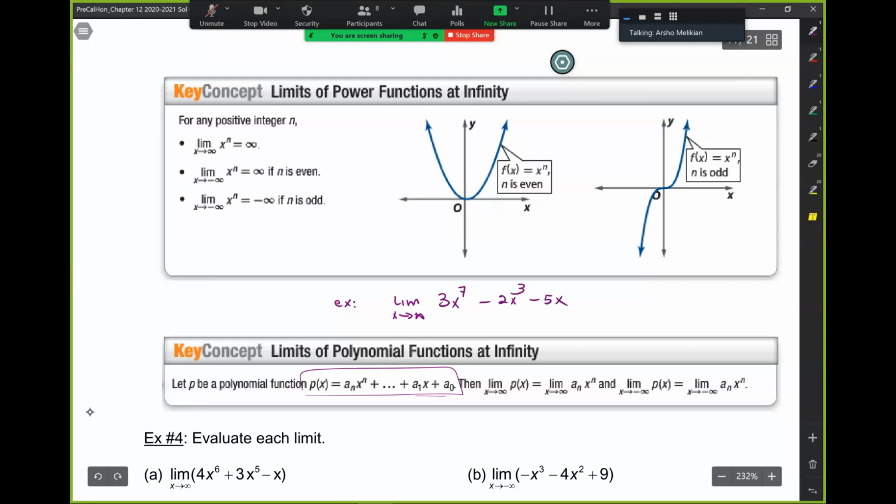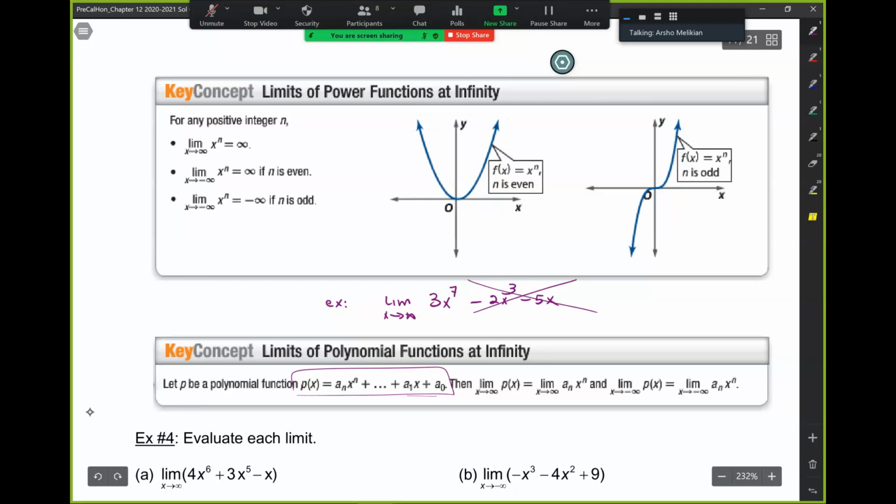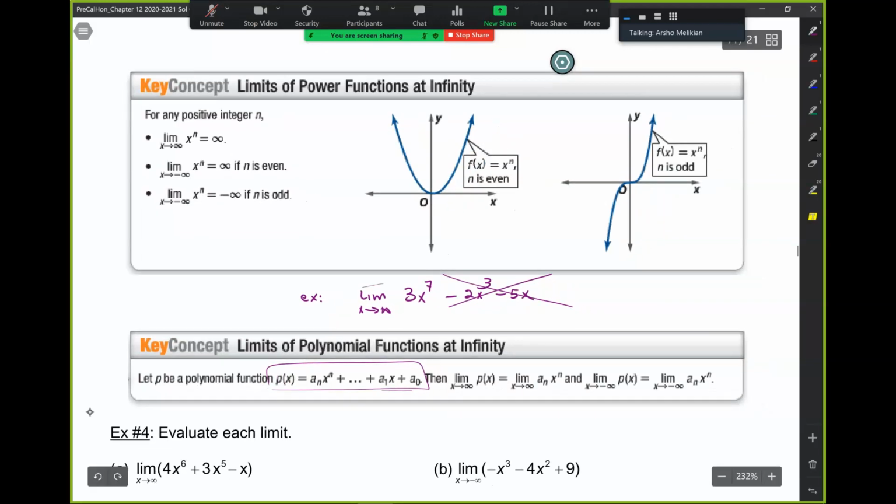Suppose now x is infinity, like a billion. A billion to the power of 7, that's a lot of zeros. A billion cubed compared to that is almost negligible. It's like nothing. So at infinity, we can ignore all of the terms except for the term with the highest power, and that's what we use for infinity.